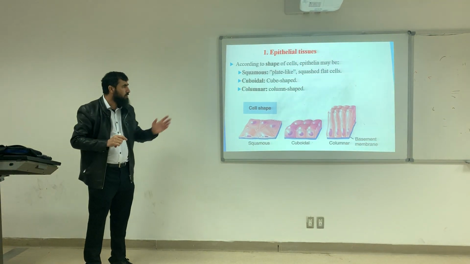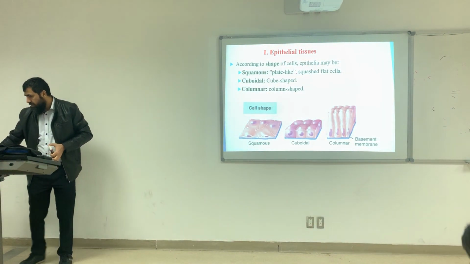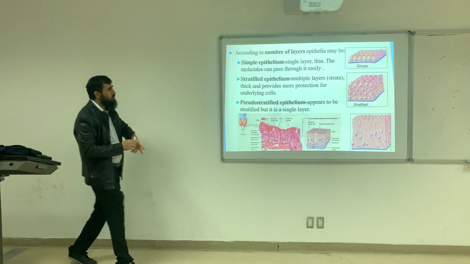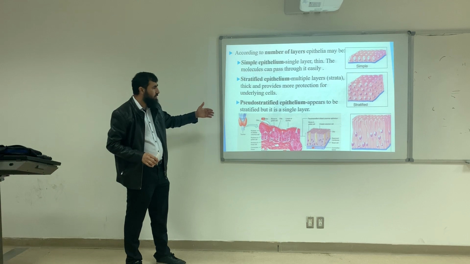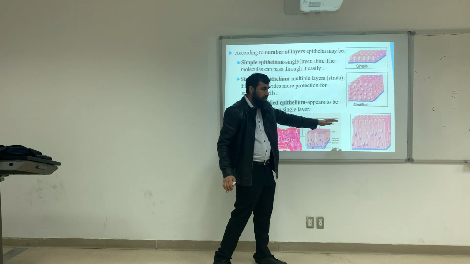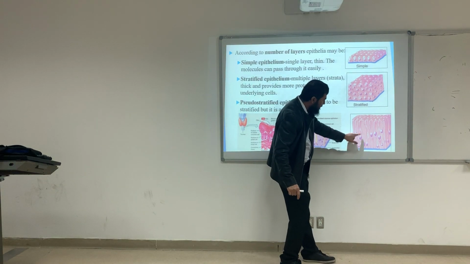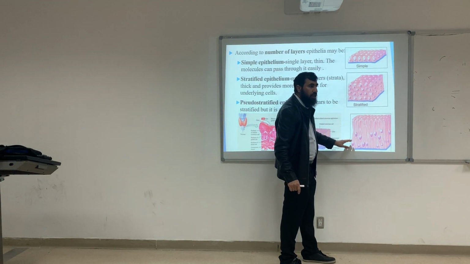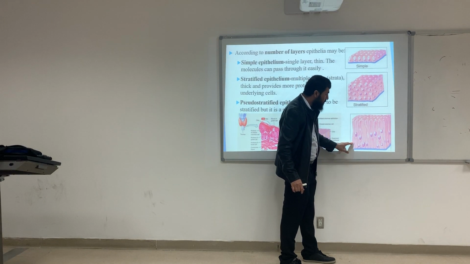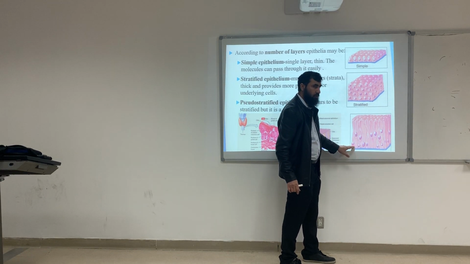Cuboidal means like a cube shape, column means column. So there are different types. Simple means one layer, stratified means many layers, or pseudostratified, which appears like many layers but is a single layer because the nuclei are at different levels. Not all of them face the free surface, but they're all attached to the basement membrane.